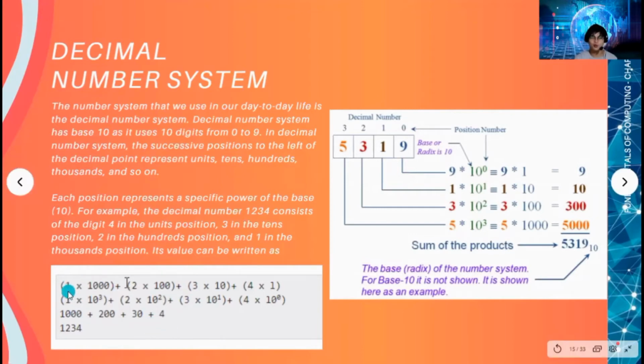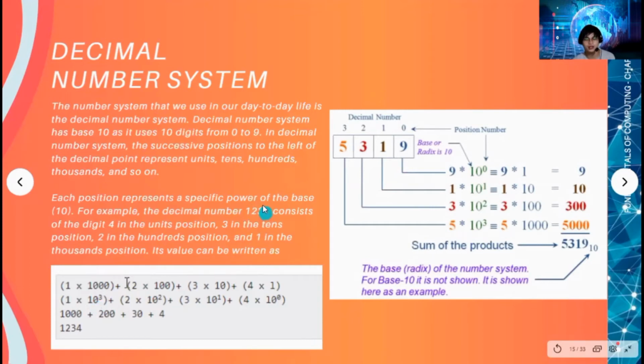We have this number 1, 2, 3, and 4. First is 1, you multiply it by 1,000, since the position of 1 is in the thousands. 2 for hundreds, 3 for tens, and then 4 for ones. In the decimal number system, when we say decimal, it is base 10. So all you have to do is multiply by 10, and then you check the position.